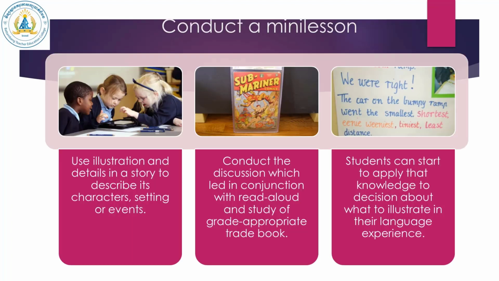Use illustrations and details in a story to describe its characters, setting, or events. Describing the relationship between illustration and text is important. Conduct the discussion in conjunction with a read aloud and study of grade-appropriate trade books that clearly show the relationship between illustration and text. For example, narrative anchor texts that include illustrations about the story elements, setting, characters, problem and solution are useful to read aloud to the students.